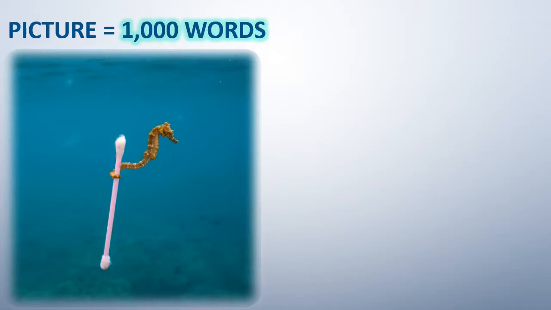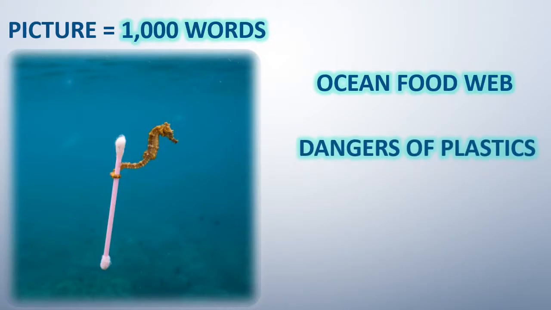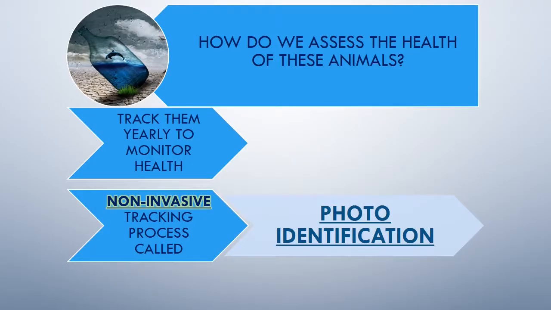So I've discussed so far the ocean food chain and food web, the dangers of the plastics which are ending up in our oceans, and ways we can help prevent all this plastic and trash from ending up in our oceans. But now I'm going to switch gears a little bit. I'm going to discuss with you, how do we assess the health of these animals that are living in the ocean? How do we know how they're doing, if they're surviving from year to year?